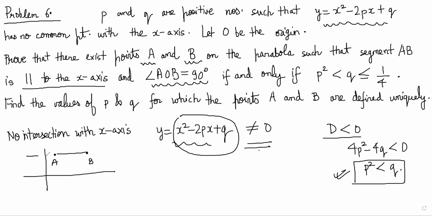It should be parallel to the x-axis, correct? So if it is parallel to the x-axis, they will have the same y coordinate, right? So if you say A is (x1, y0), then B will also be (x2, y0), right? B will have coordinates x2, but y0 will be the same as that of A. So basically A and B are now parallel to the x-axis. We also have to see the condition that angle AOB is 90 degrees and A and B should lie on this parabola, right? So let me do it on the next screen.